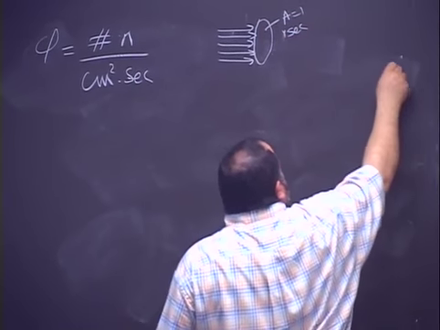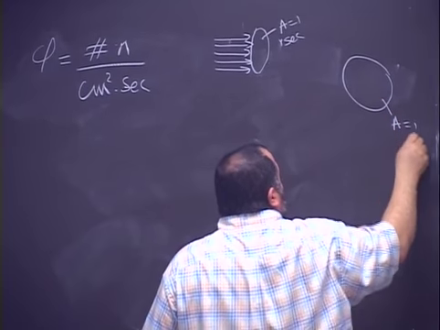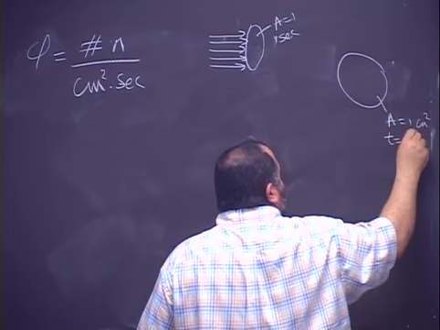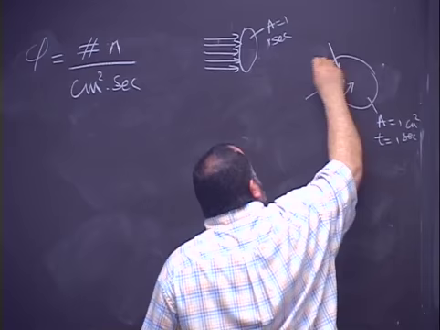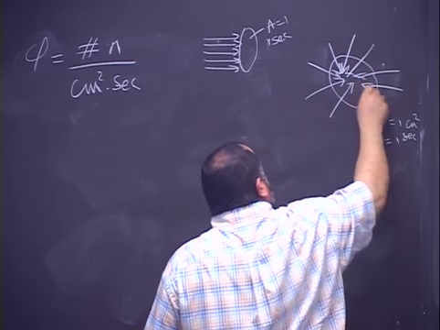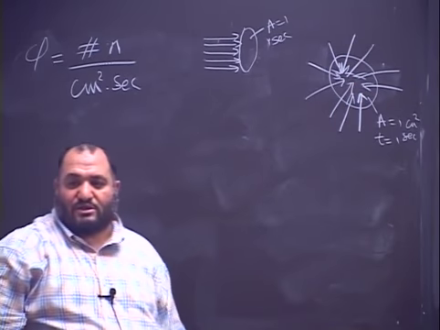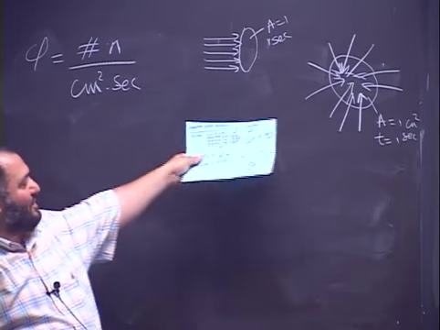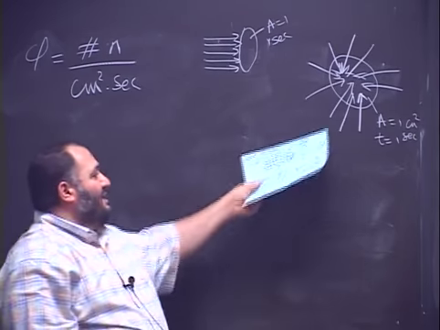But for the flux, I have the same unit area, so A is equal to 1, and I have t equal to 1 second. But the neutrons are going in any direction. Okay, so the flux is different from the intensity. Intensity is going in one direction, flux is going in any direction. And this is a scalar quantity.